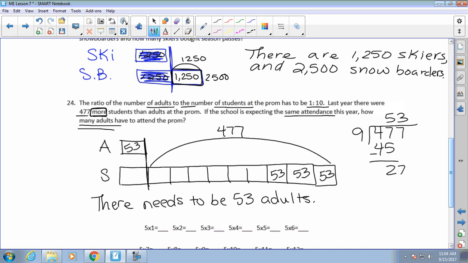And then your goal is to figure out the value of 1 unit, and once you figure that out, through the process of division, you then can apply that to all of the units and figure out whatever the question's asking you. In this case, it was pretty easy because the adults was just a 1 unit thing, so we didn't have to multiply it by multiple units. It's just 53. There needs to be 53 adults at the prom.